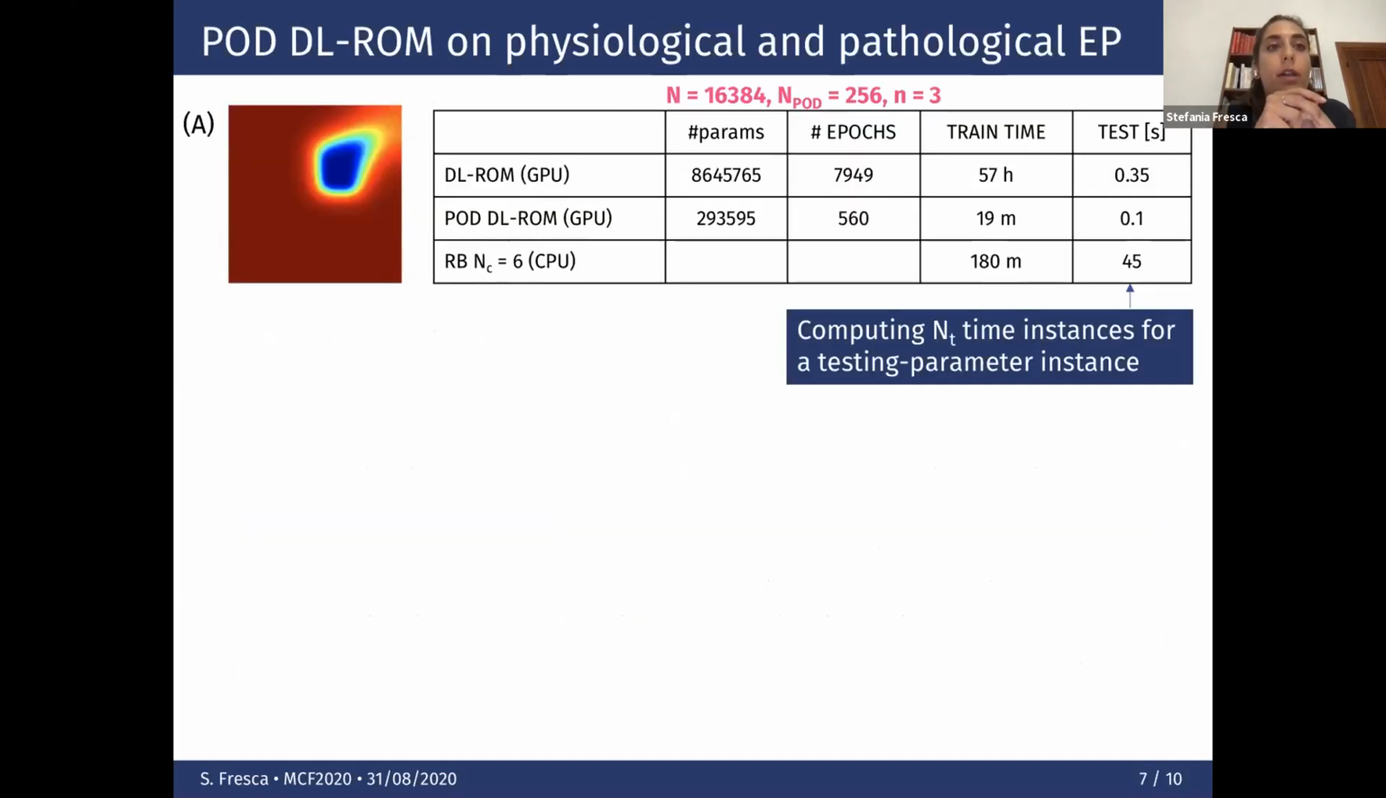Then we apply the POD-DL-ROM on both physiological and pathological EP. In A, the parameters are the coordinates of the center of the scar, which moves over the domain. The deep learning-based technique allows us to achieve a very fast, very efficient testing time. With testing time, I refer to the time needed to compute N_t. In this case, N_t is 1000 time instances for a testing parameter instance. Moreover, the POD-DL-ROM technique allows us to drastically reduce the training time.